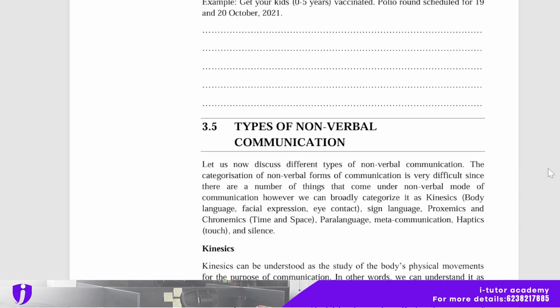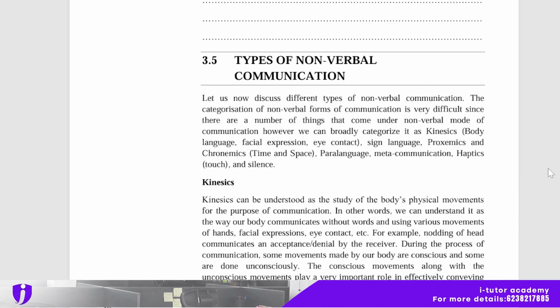And types of non-verbal communication. What are the types of non-verbal communication? Kinesics can be understood as the study of body physical movement. That is one type of non-verbal communication. It is also commonly used for communication. In other words, we can understand it as the way our body communicates without words, using various movements, hands, facial expressions, and eye contact, for example.